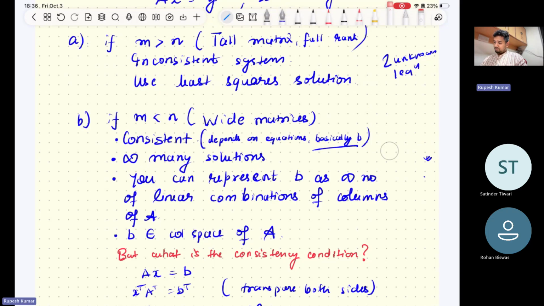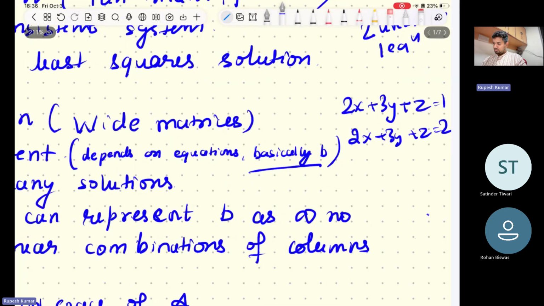Let me give you an example for that. For example, let's say I'm saying 2x plus 3y plus z equals 1, and I'm saying 2x plus 3y plus z equals 2, right? Can we solve these systems of equations? Anyone? Do we get an infinite number of solutions for this?